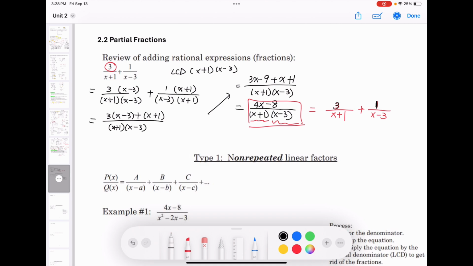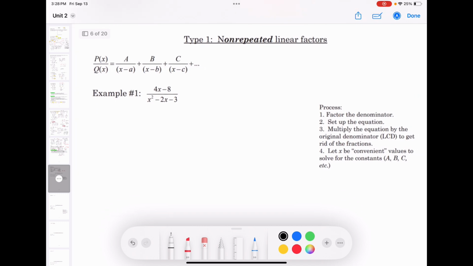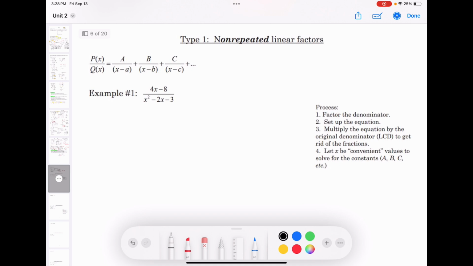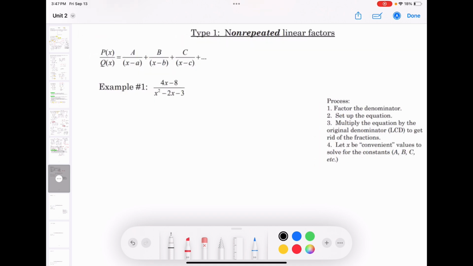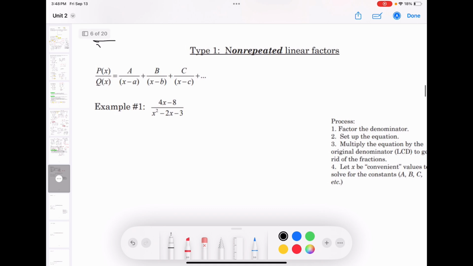Okay, let's see. Type 1, non-repeated linear factors. So if I have a denominator, the bottom is x minus a times x minus b times x minus c, and on the top is a function. Then I can decompose it. I can rewrite it into this.